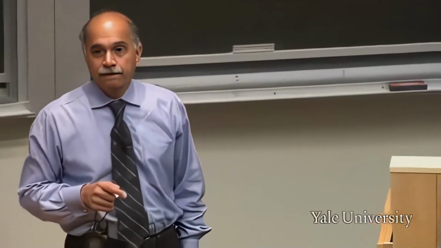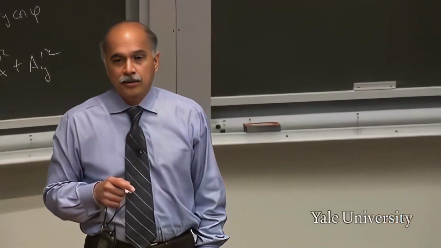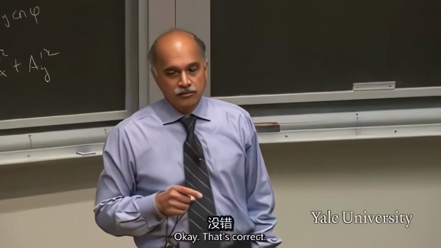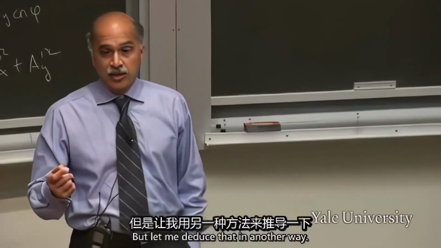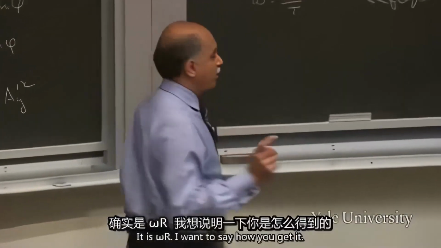Yes? Omega r. And how did you get that? Because radians per second times the radius of the circle gives you the speed. Okay, but whatever unit, that's correct. But let me deduce that in another way. Your answer is completely correct. It is omega r. But I want to say how you get it.